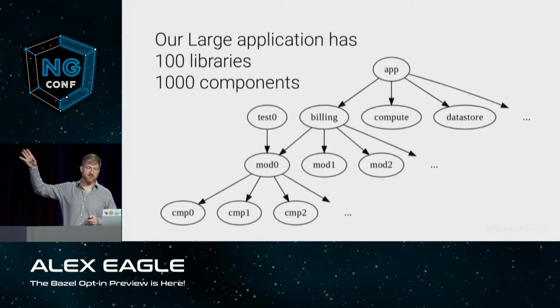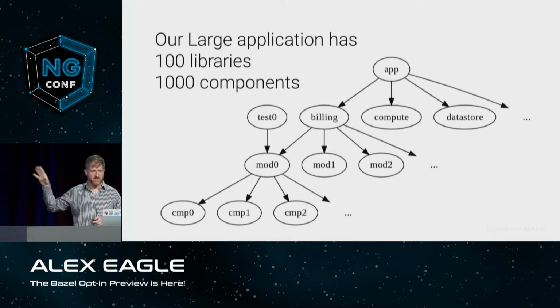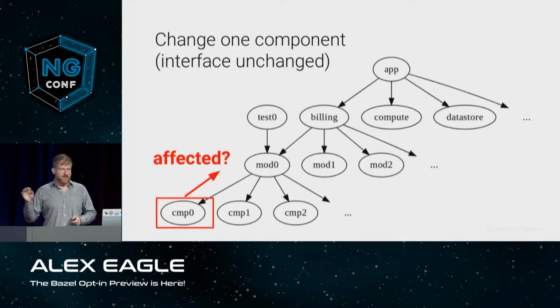My application at the top depends on all of these different feature sets, and the feature sets probably have a bunch of ng modules. Each ng module has a bunch of components. So there's 100 libraries, 1,000 components. Let's talk about what the build should look like before I actually show the demo.